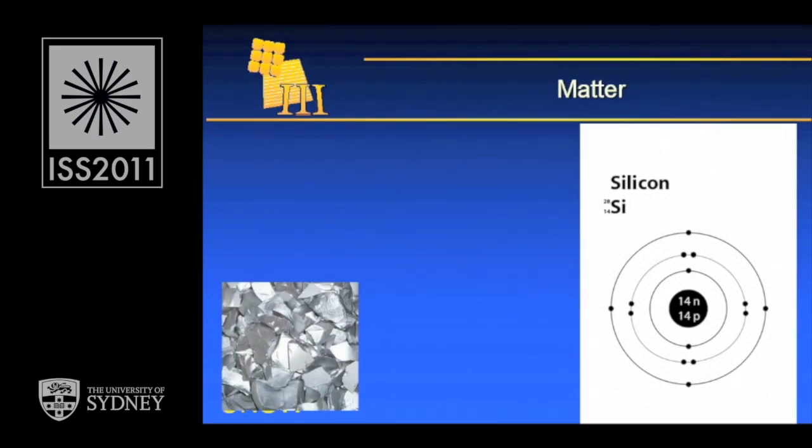10 of these electrons are in closed shells, so that they are not important in terms of the chemical properties of the silicon, but 4 of the electrons are in the outer valence shell, and they're very important. So silicon belongs in group 4 of the periodic table because it has these 4 valence electrons, and that determines its chemical properties.